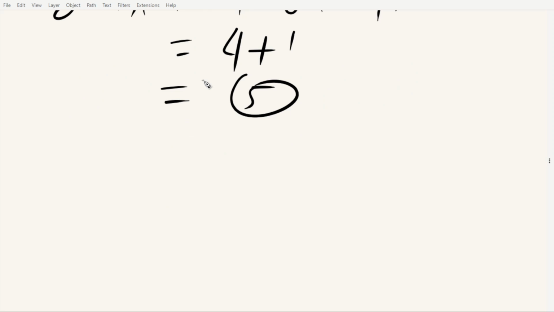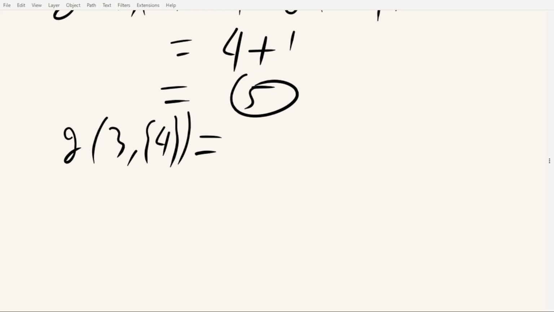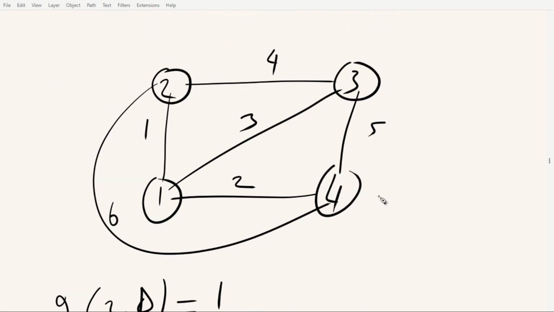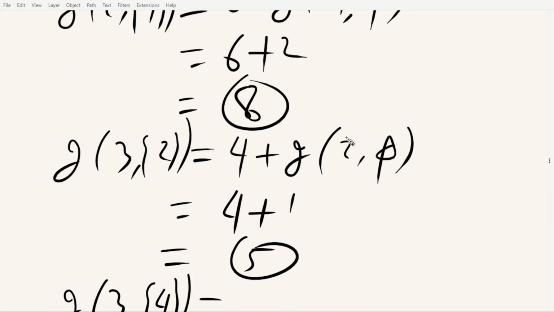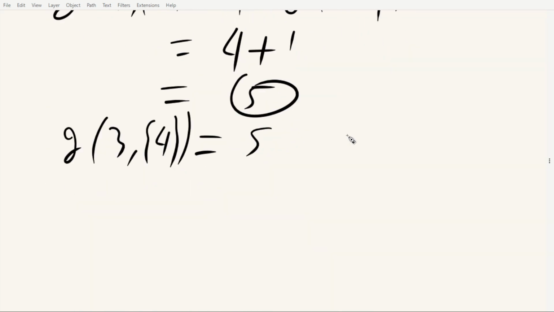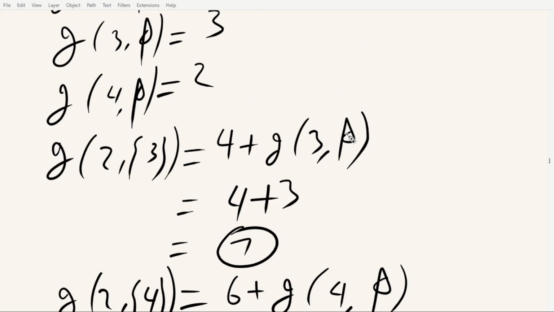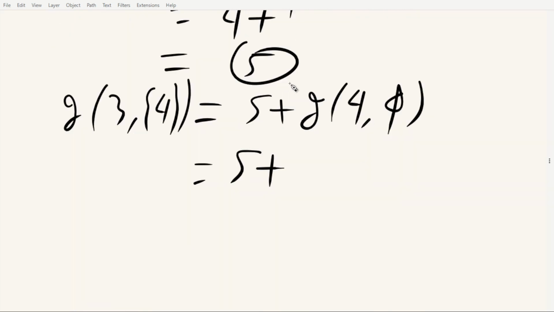Next is G3,{4}. G3,{4}, we find the value 3 to 4. 3 to 4 cost is 5. We move to 4. Remaining subset is phi. G4 phi is 2. We get the value 7.